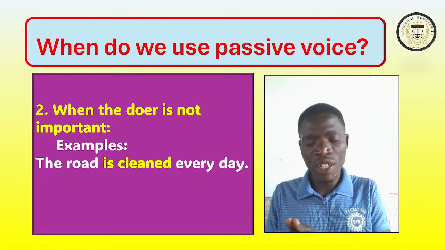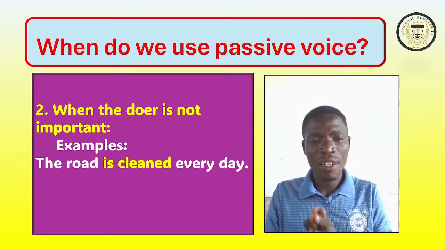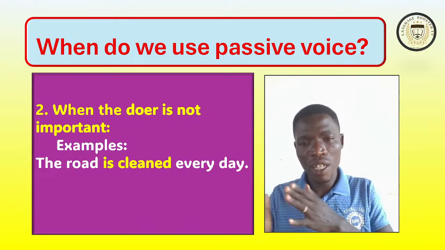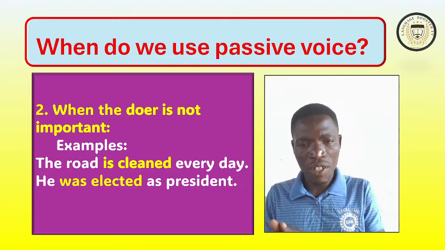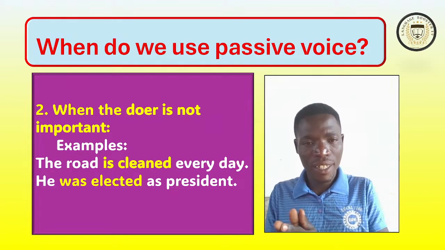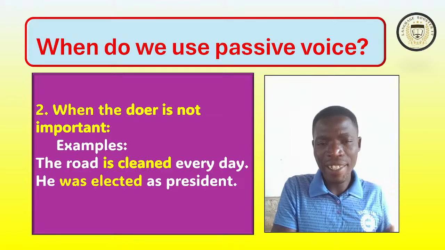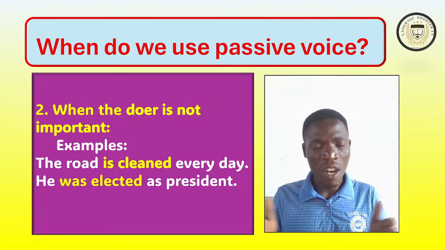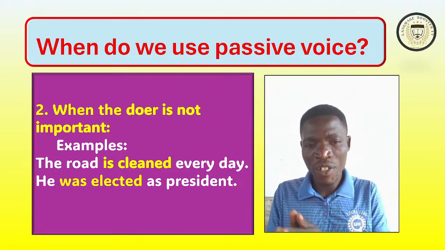The lawn is cleaned every day. We are not interested in the doer; the cleaner is not important. What is important is that the lawn is cleaned. All right. He was elected as president. We are interested in the president who was elected. We are not interested in the people who elected him, the names of the people who elected the president. Rather, we are interested in the president who was elected.